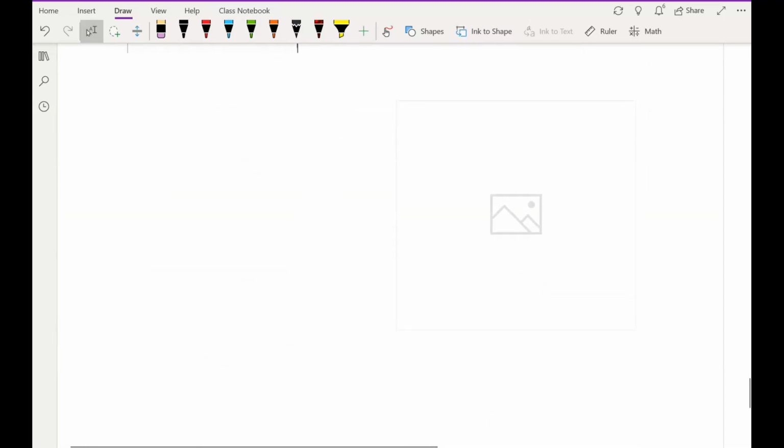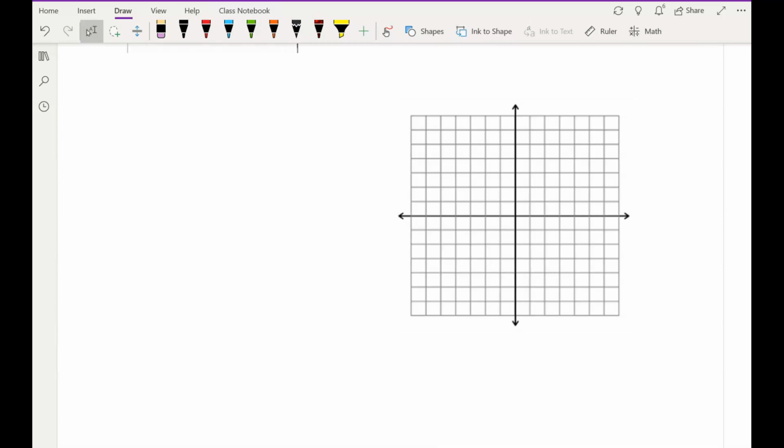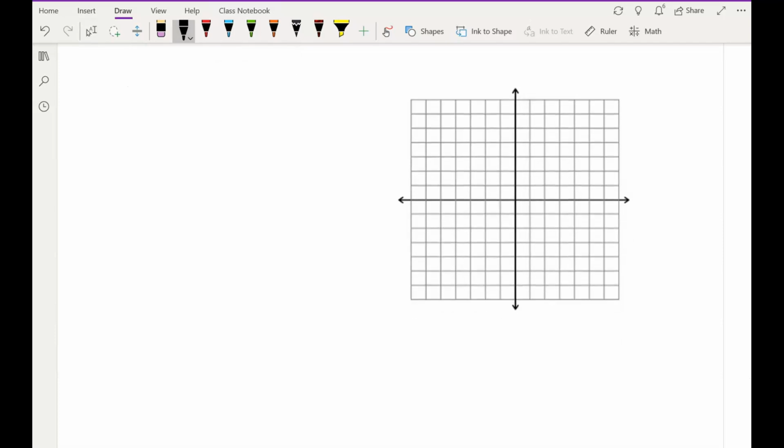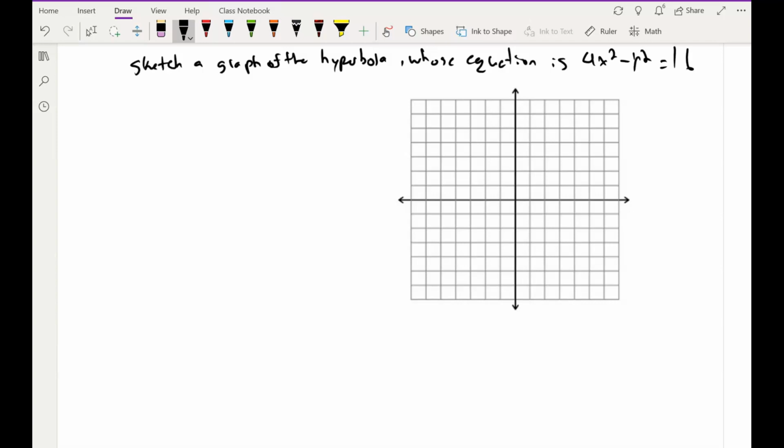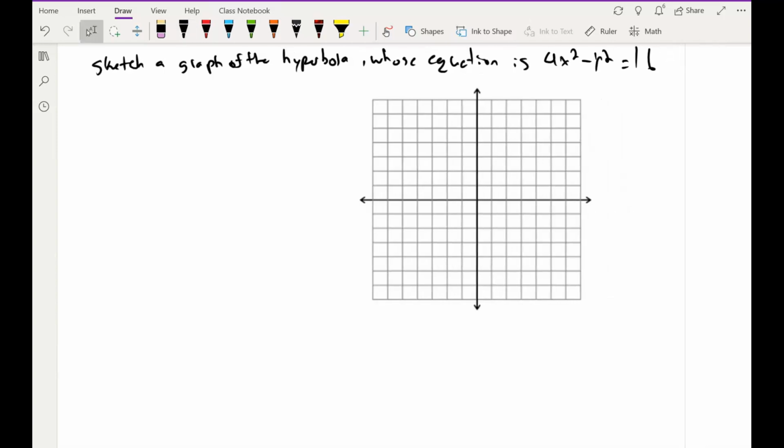What I want to do is a different problem, basically just another Algebra 2 type problem. In this example, we're going to use the asymptotes to sketch a hyperbola. So we want to sketch the graph of the hyperbola whose equation is 4x squared minus y squared equals 16.